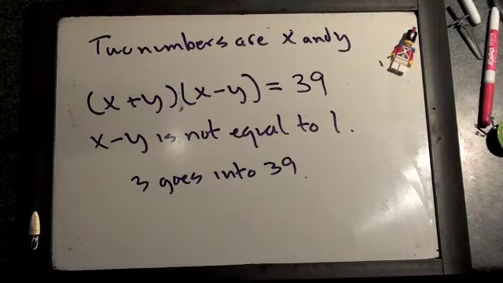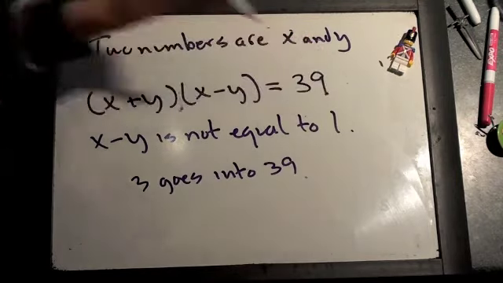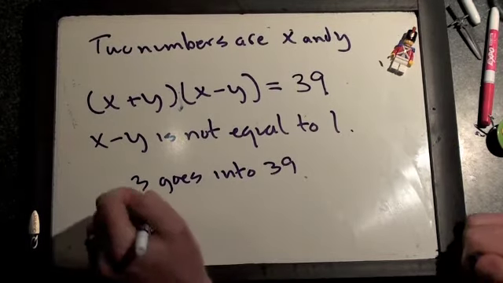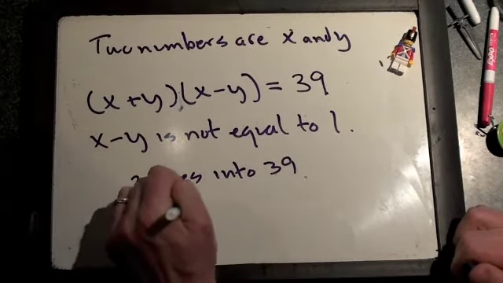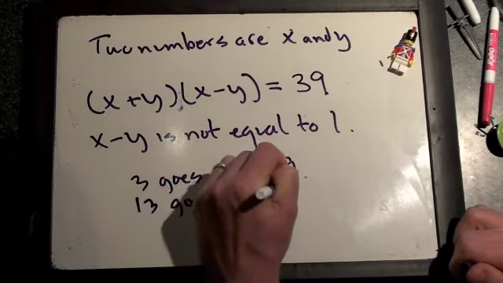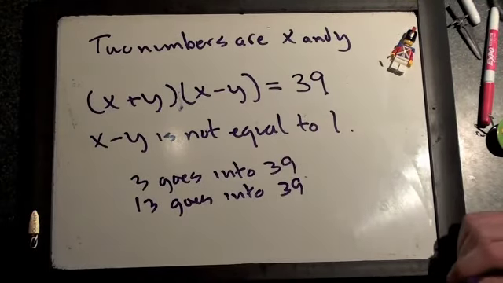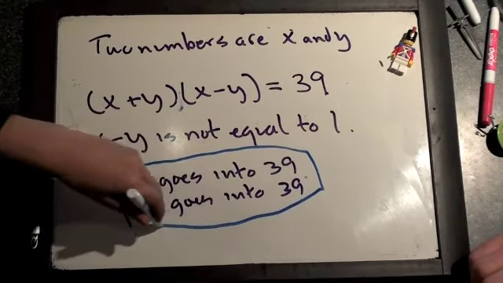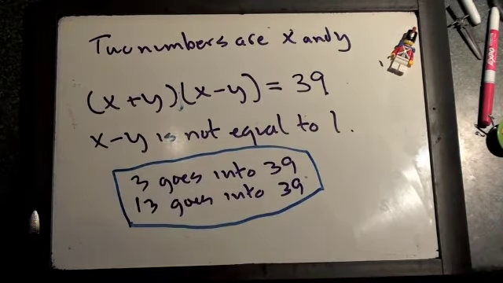Okay, we found 3. What times 3 equals 39? 13. So 3 and 13. It turns out other than 1 and 39, those are the only 2 numbers that go into 39. So this tells us something very sneaky. Okay, you ready for this?